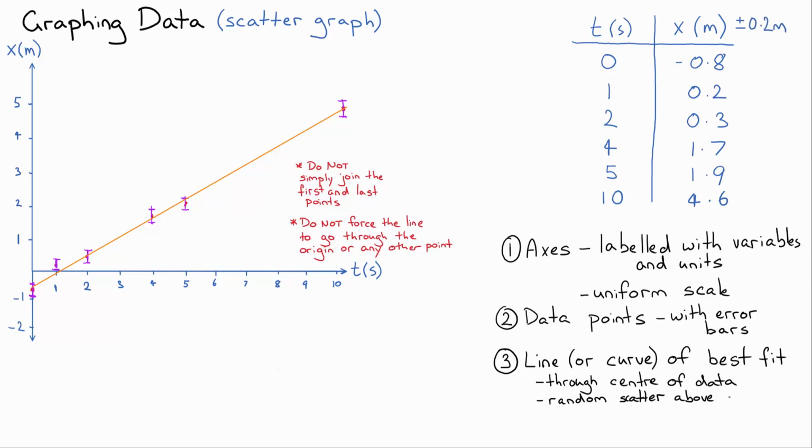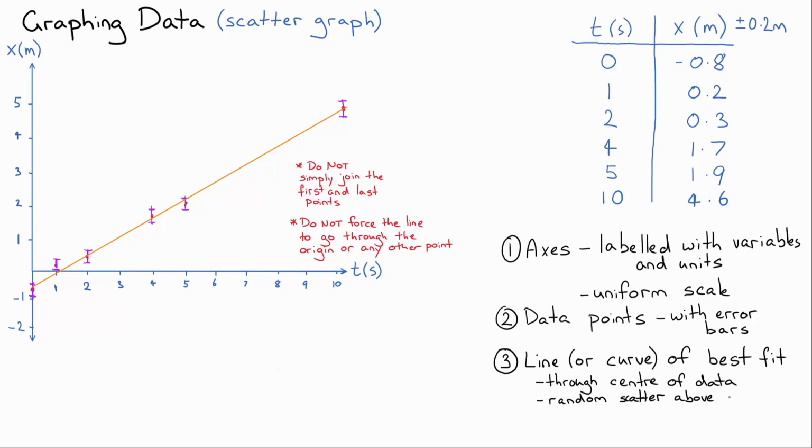We also don't want to force the line to go through the origin or force it to go through any other specific point, because no point on this graph is more important than any other. Instead, we just focus on making that line represent the trend of the whole data set. So this graph looks good, but it's not complete.